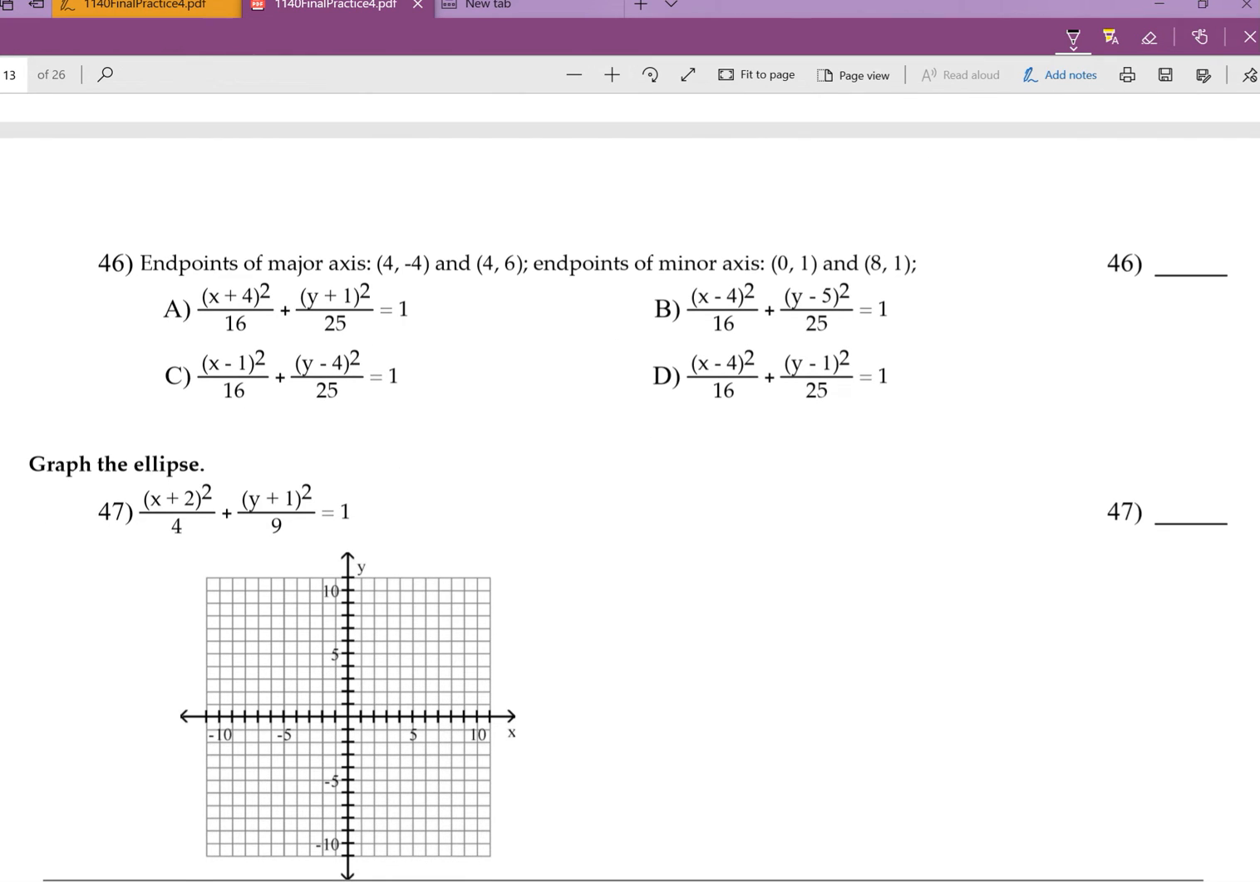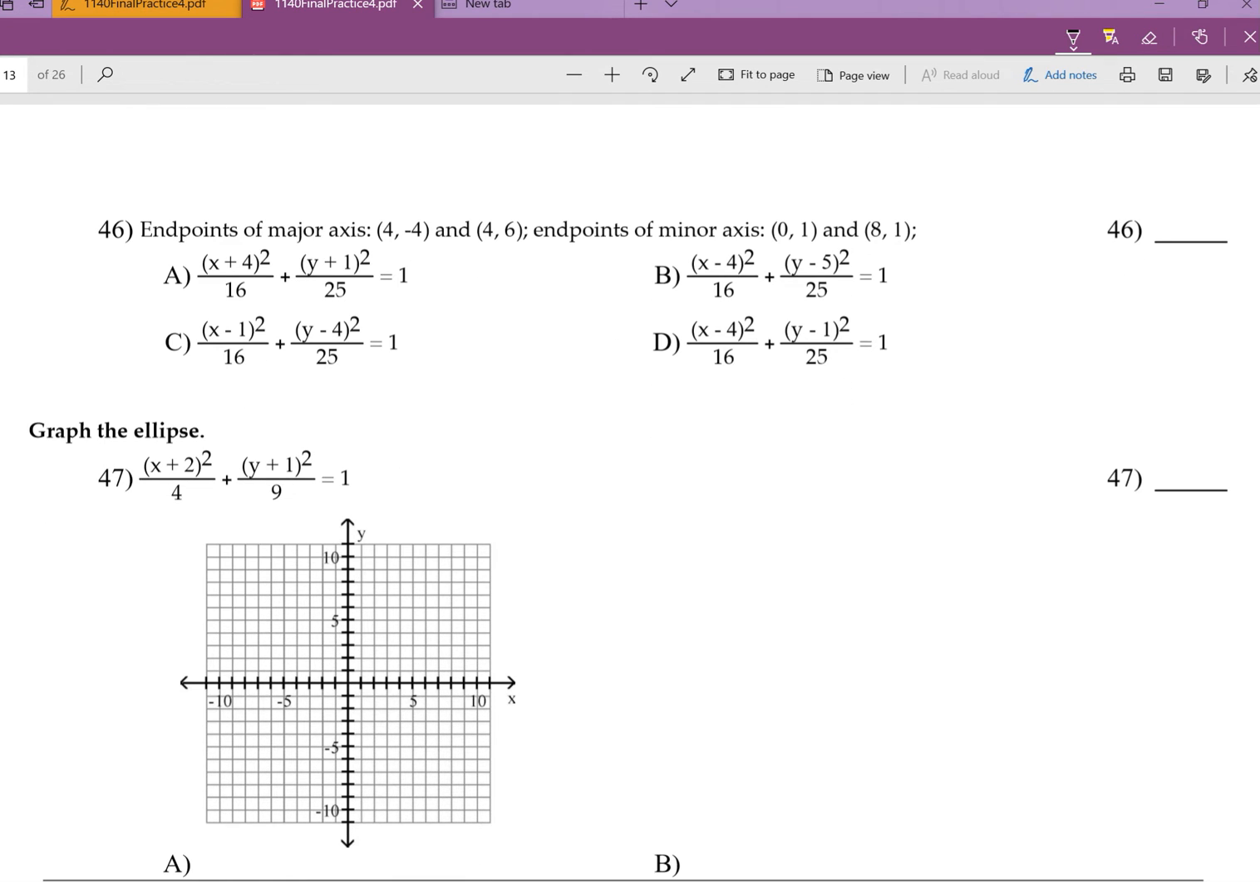Okay, on this one, you have a shift, is basically what's happening. So for 46, we're looking at, so we have a positive 4 here and here. The minor axis is 1, or you know what I mean by 1, it's like y is 1.